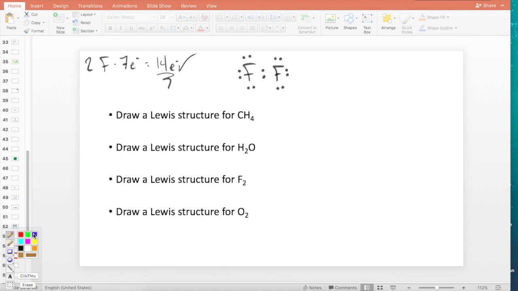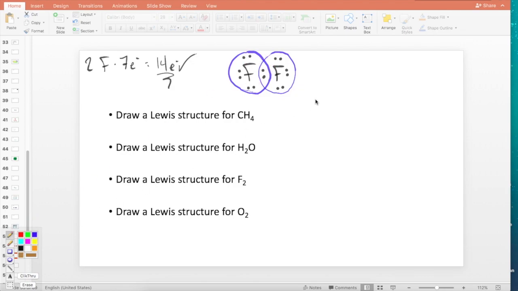Is everybody happy and stable? Well, let's check. Does this fluorine have an octet? It sure does. 2, 4, 6, 8. Yay. Does this fluorine have an octet? It sure does. 2, 4, 6, 8. Yay. And I've only used 14 electrons. So by sharing, I can get them both to have an octet using only a total of 14 electrons.